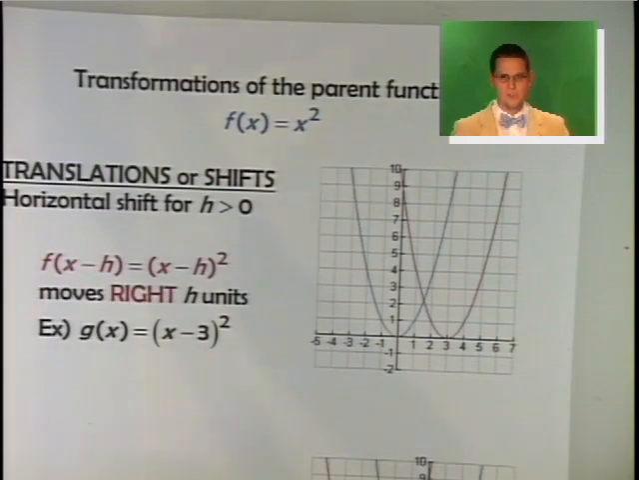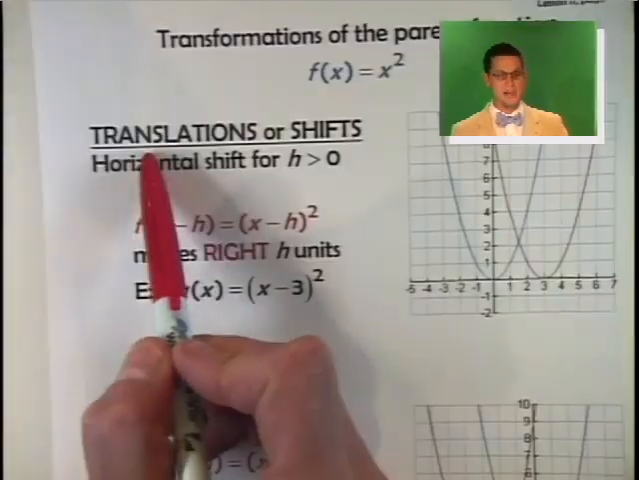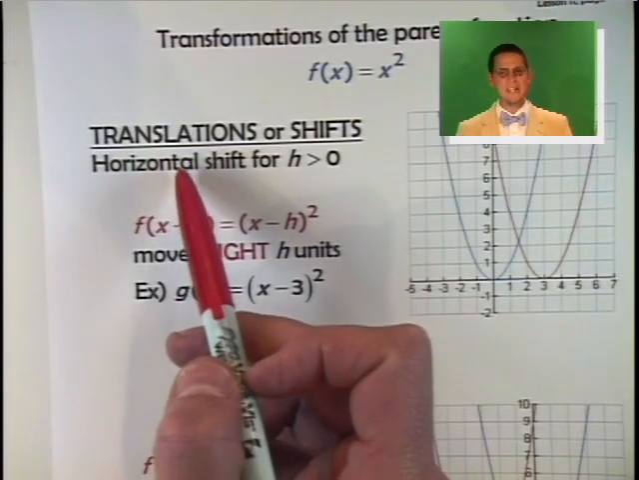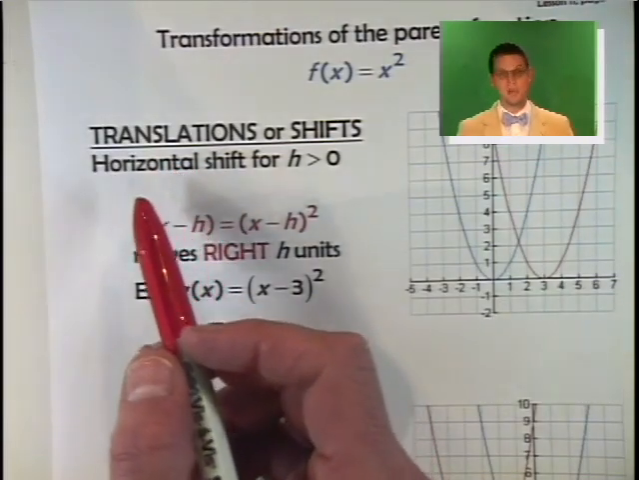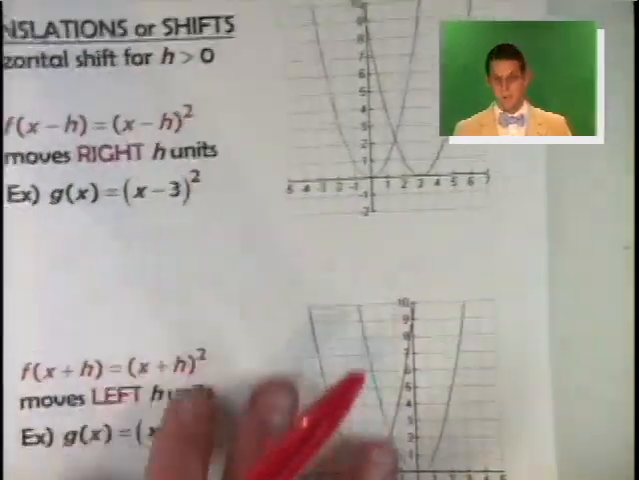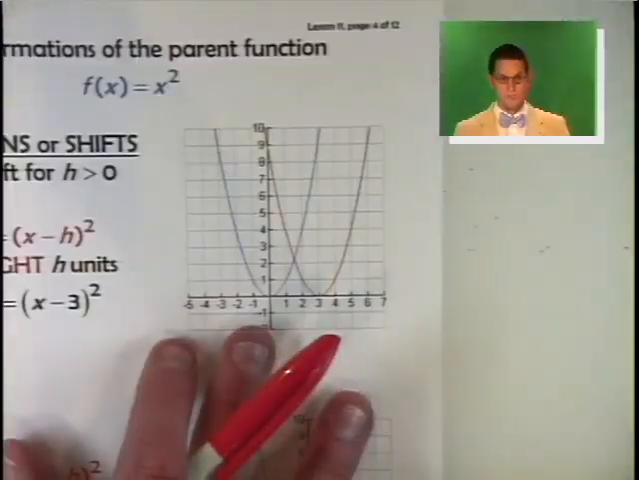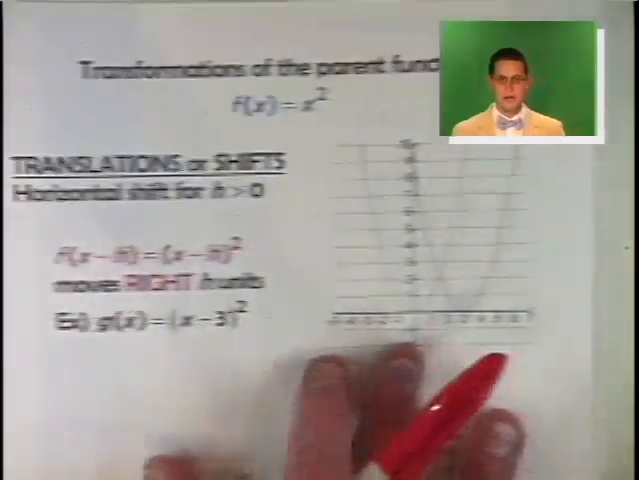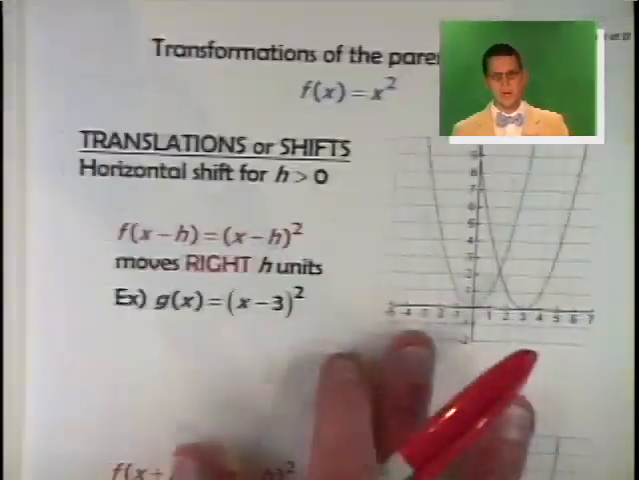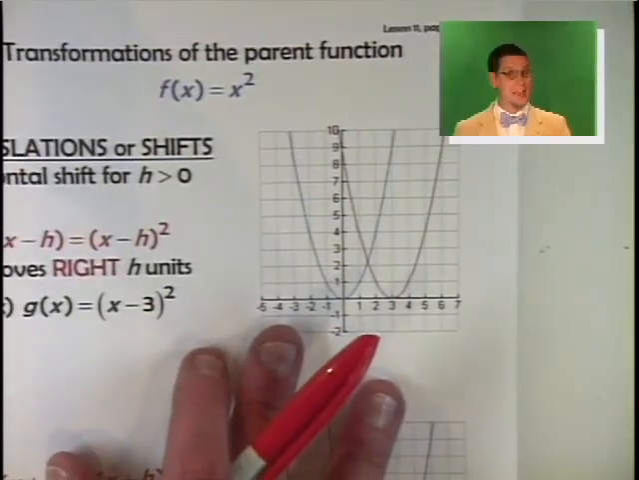So let's look at the first types of transformations. We got translations or shifts. Now, as the name implies, these just move the location of the graph. They do not change the shape. And there's two ways we can move these graphs. We can move them left to right, or we can move them up and down. So the left and right, the horizontal shifts, think of the horizontal axis as the x-axis. So a change in the horizontal axis is going to be a change in x.